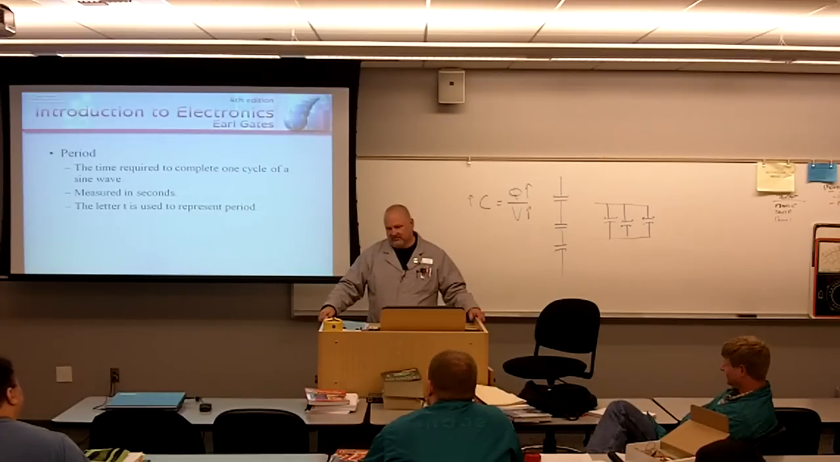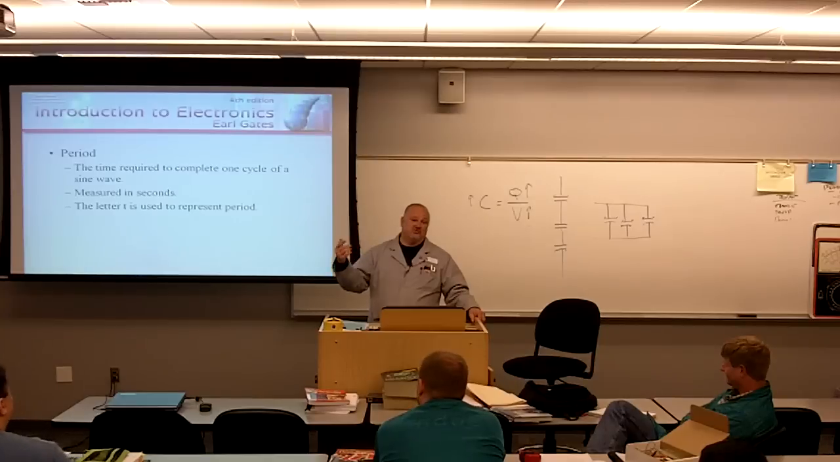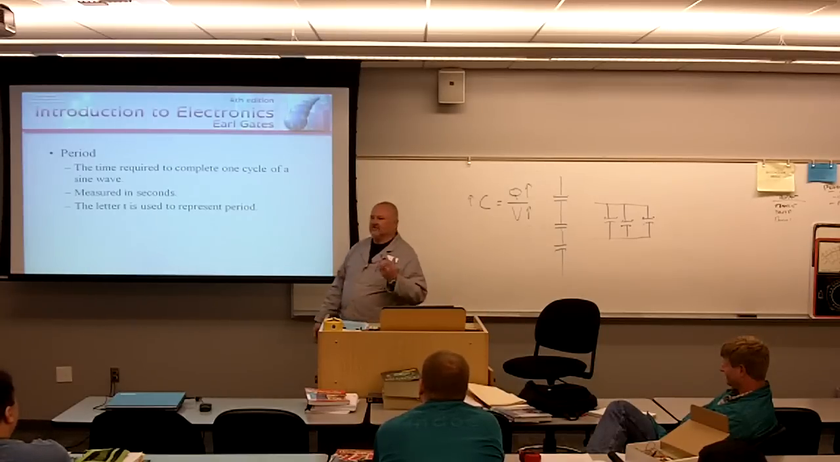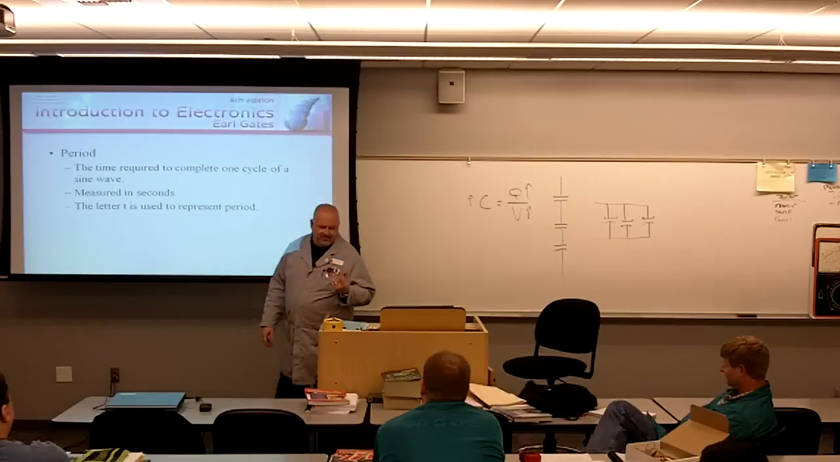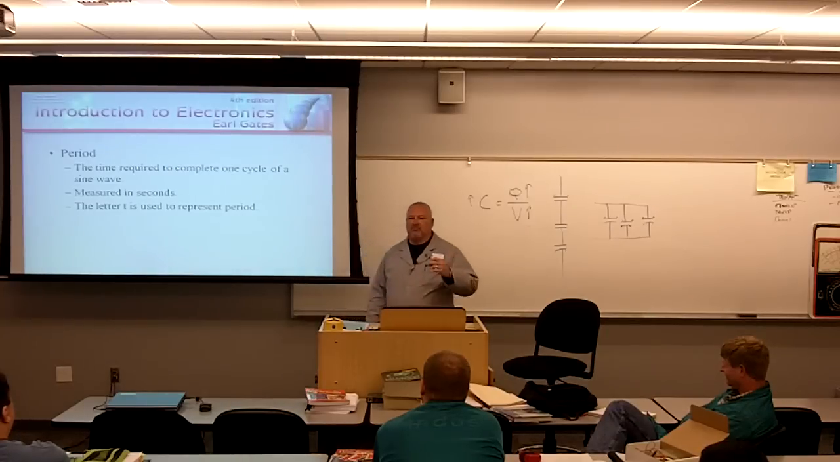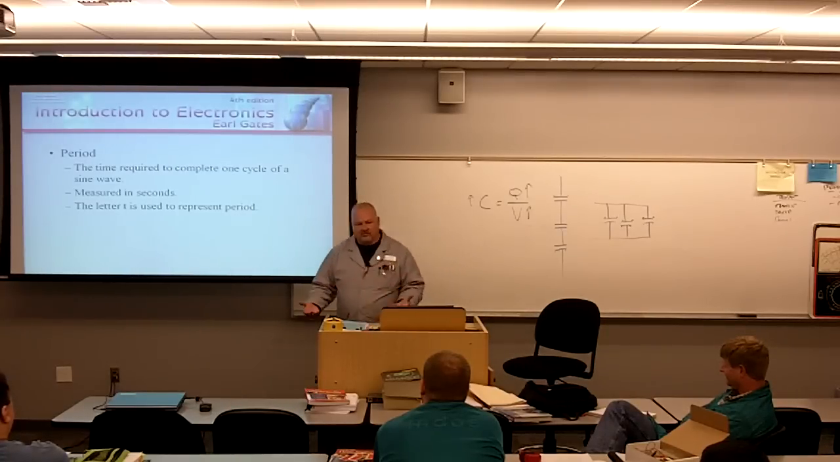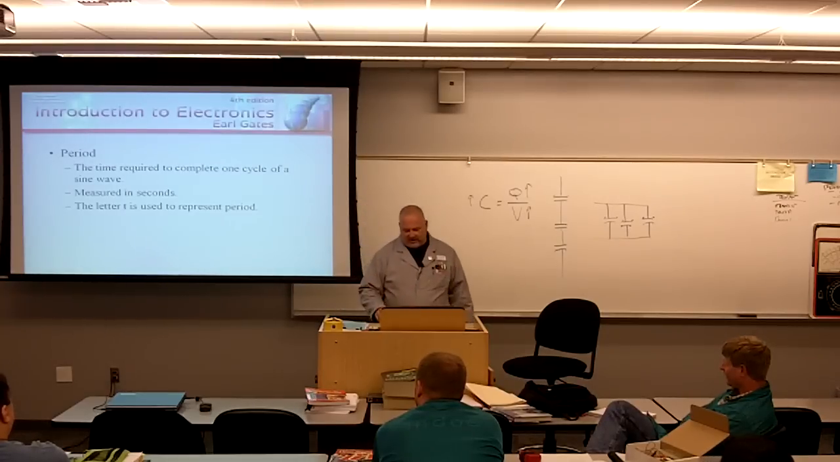The moon has cycles to it. The earth has a cycle, a rotation, 24 hours. In electronics, the period that we're talking about is always going to be measured in seconds. The letter T is used to represent period. So T equals means I want an answer in seconds, unless I specify otherwise.